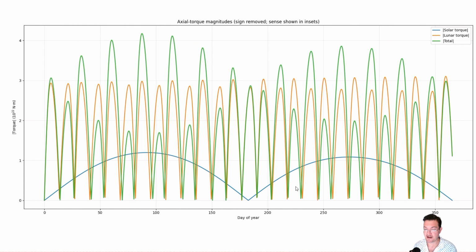So unlike a top spinning on your desk, right, as it's precessing, it's nice and smooth because it's in a gravity field that's nice and smooth. It's getting a constant torque applied to it. But the Earth, on the other hand, is not getting a constant torque applied to it. It's all over the place. And it gets even crazier.